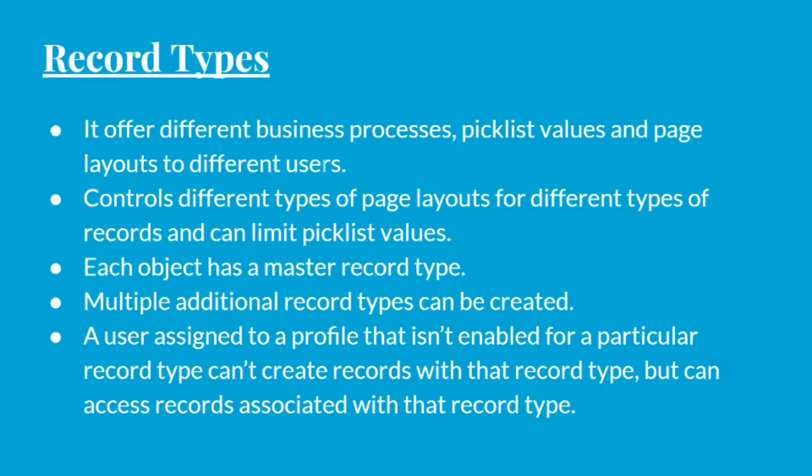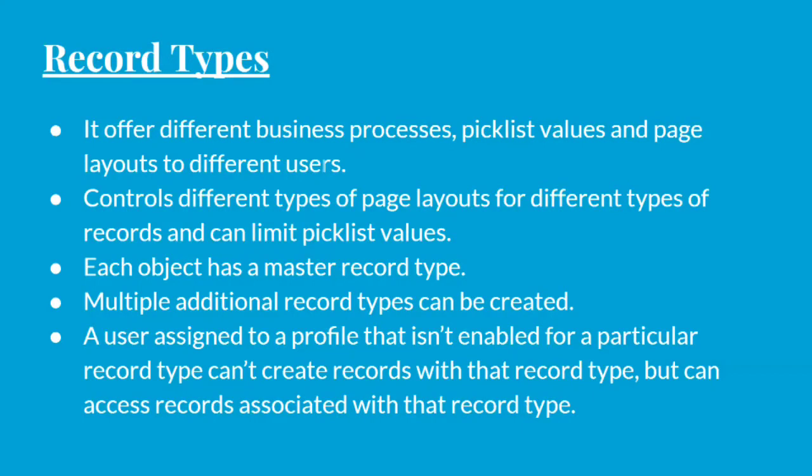And profile 2 is assigned both record types. So he can create both kinds of records, school as well as referral partner. But the first one can only create referral partner. He cannot create school type of records, but he can access those records. He can view those records, but he cannot create them. So that is one of the access controls provided by record types.